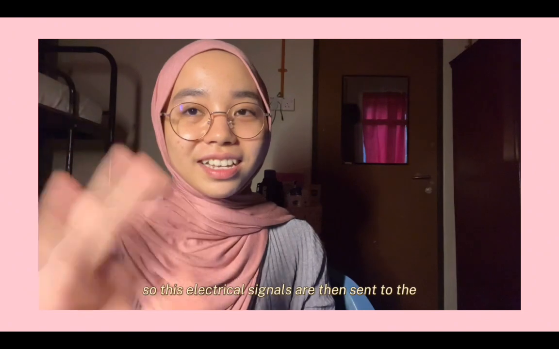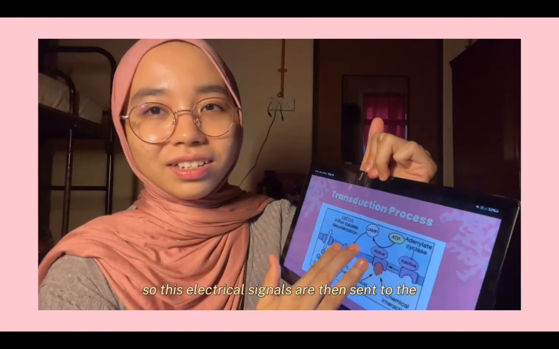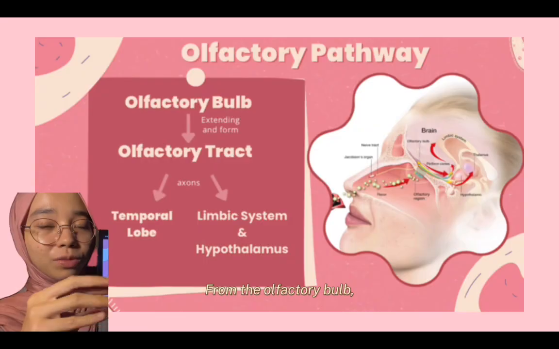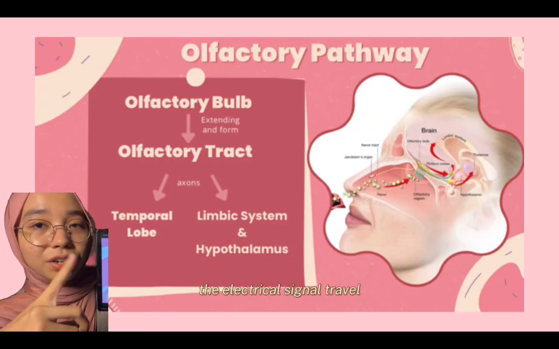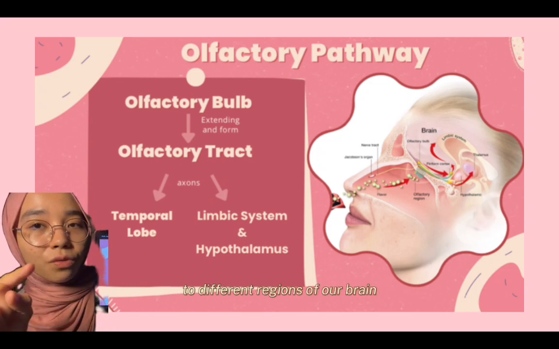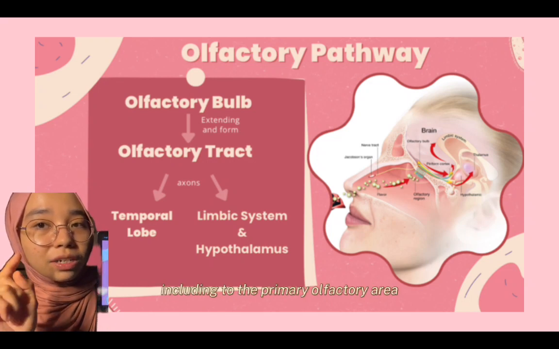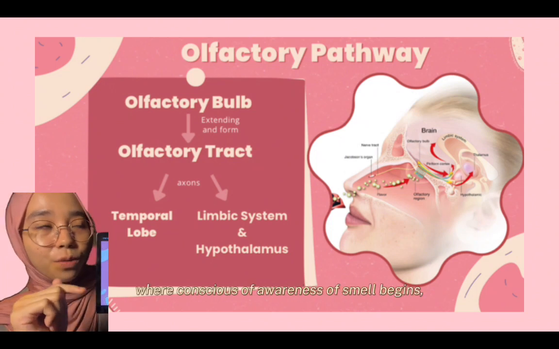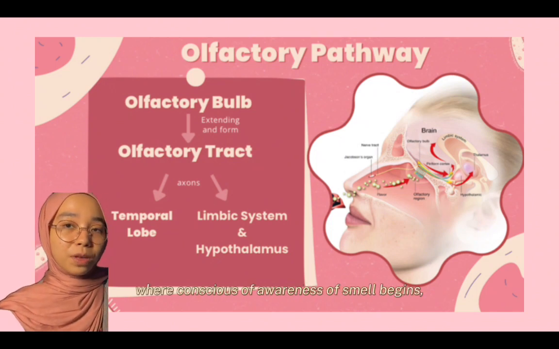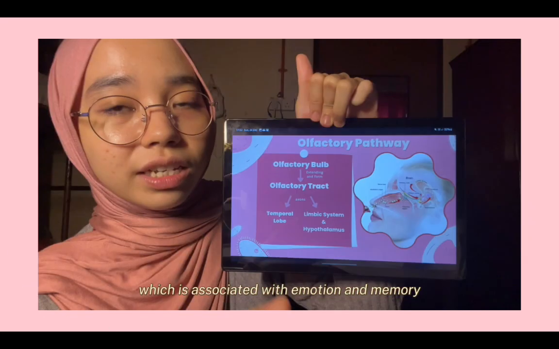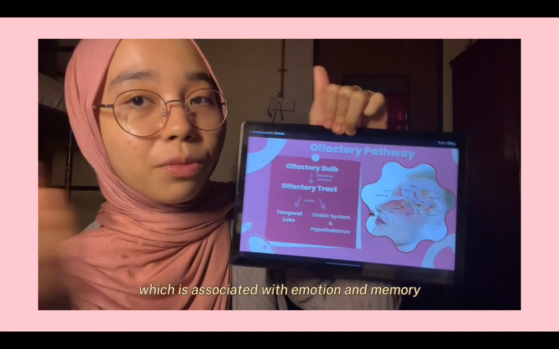These electrical signals are then sent to our olfactory bulb located at the base of the brain. From the olfactory bulb, the electrical signal travels along the olfactory nerve pathways to different regions of our brain, including the primary olfactory area in the temporal lobe of the cerebral cortex, where conscious awareness of smell begins, and the hypothalamus and the limbic system, which are associated with emotion and memory.